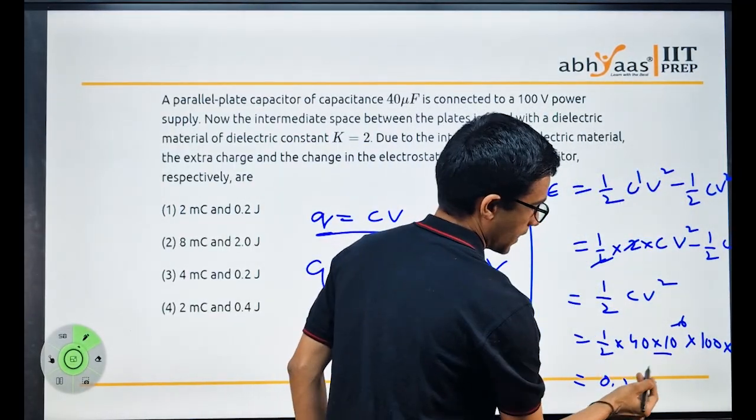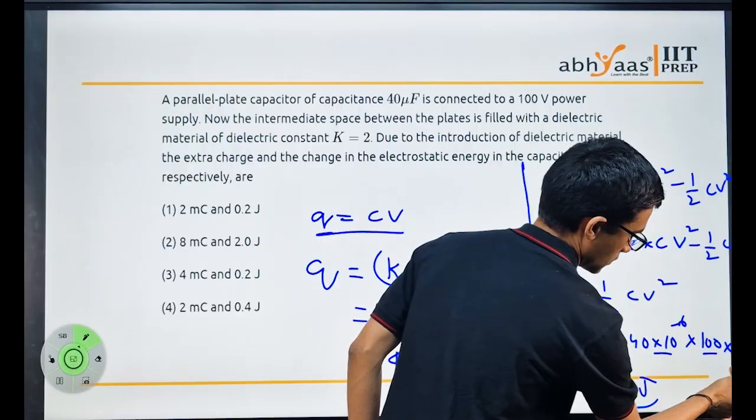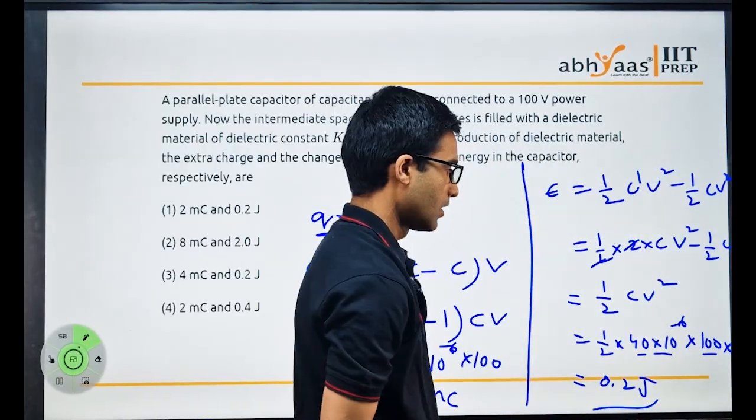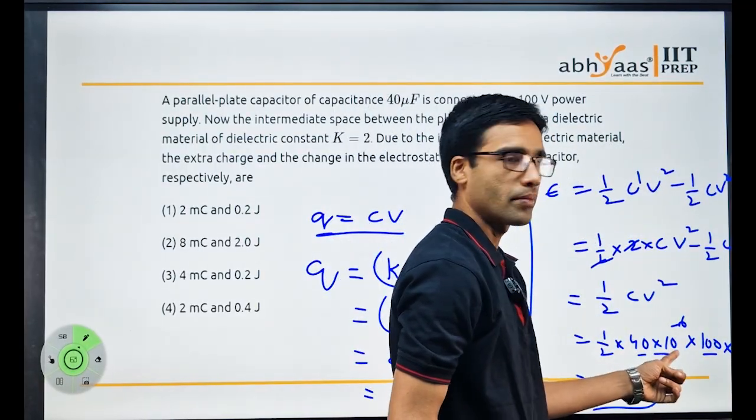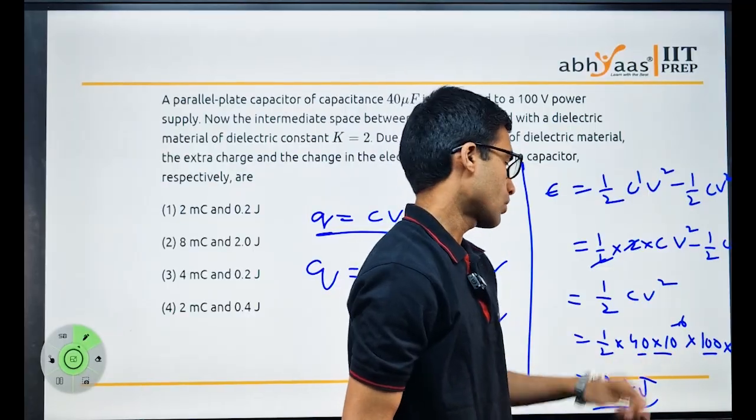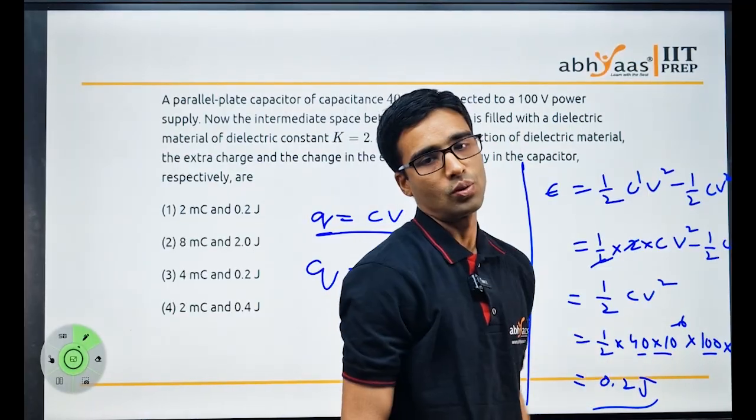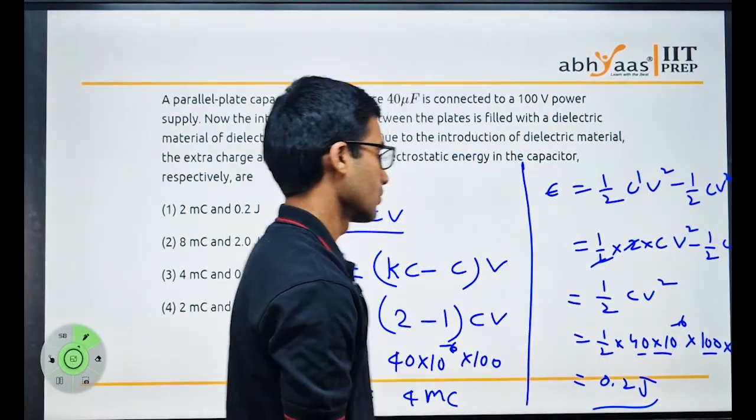See this, 10 power of minus 6. Here how many zeros? 2 zeros. 2 plus 2 plus 1, 3... 5. 10 power of minus 6, 10 power of 5. So 10 power of minus 1. 4 by 2 is 2. 2 into 0.1 is 0.2.